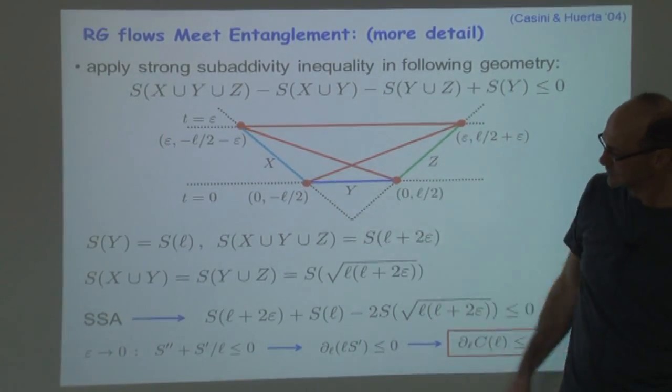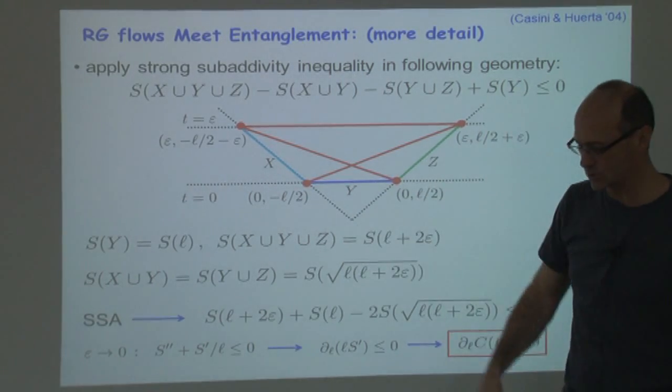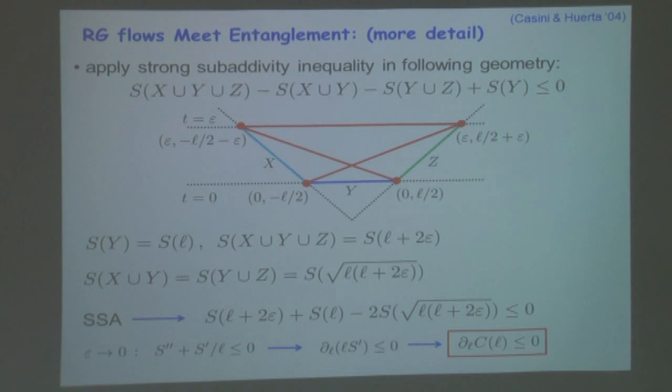That gives me a 0. If I expand to first order in epsilon, it turns out that the contribution here and the contribution here also cancel. But the first non-vanishing contribution is at order epsilon squared, and it looks something like this. There's an S double prime. Well, there was a bit over here as well. And then there's an S prime over L, which comes because I had to expand the square root as well as expanding the S.